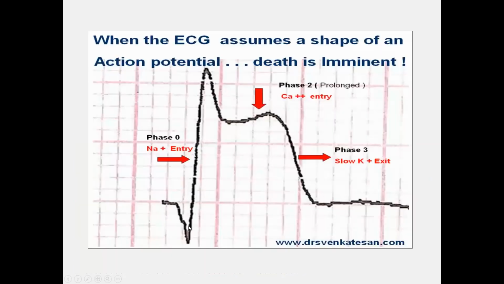If you see an EKG pattern that looks like an action potential, which you should have learned about in A&P, it will look like a fireman's hat, right? This is what an ST elevation looks like. Keep in mind that if you see a fireman's hat, death is imminent. We only have about 20 minutes to get oxygen to that heart before that heart muscle dies.